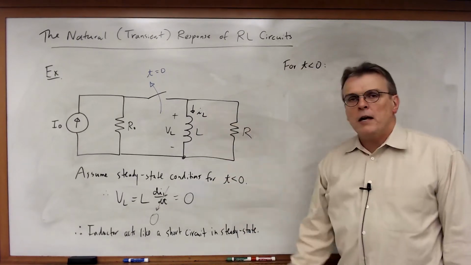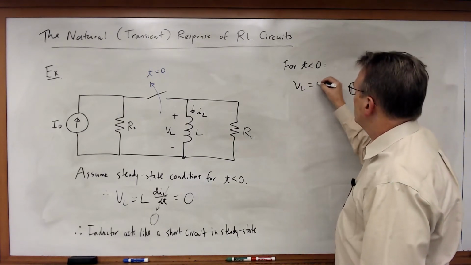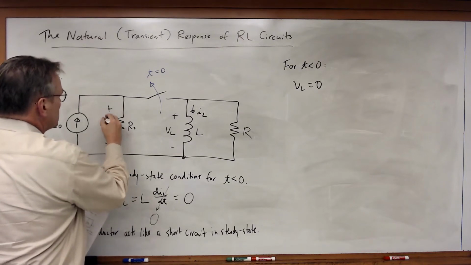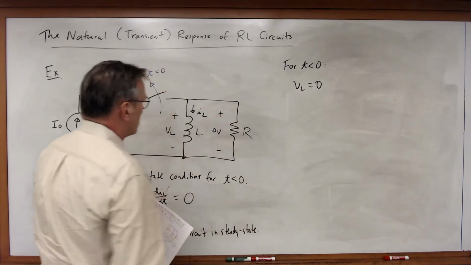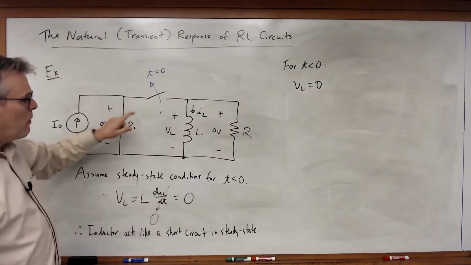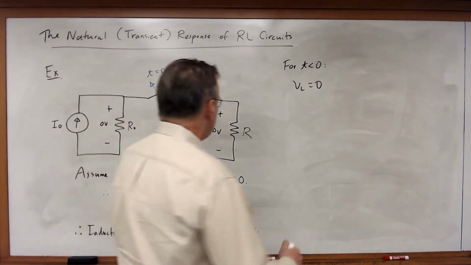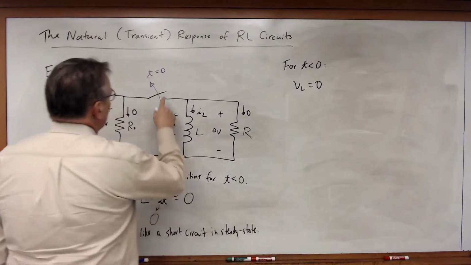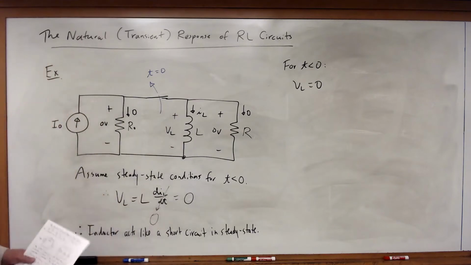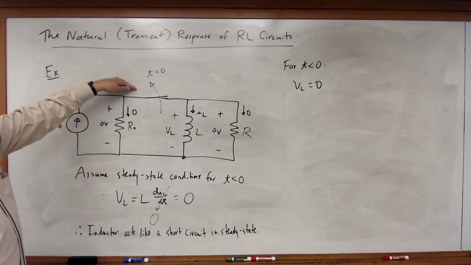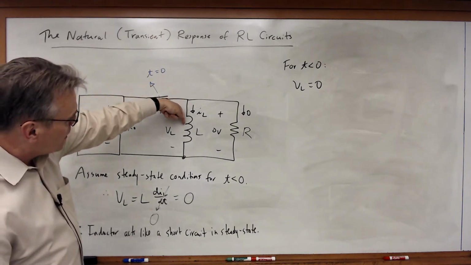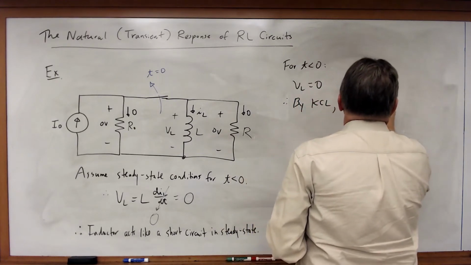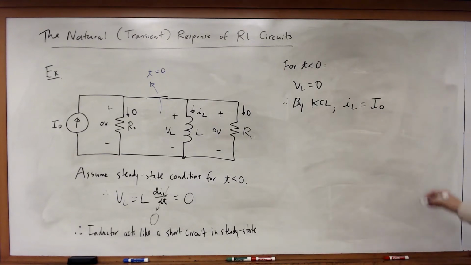For t less than 0, let's calculate IL. Well, for t less than 0, VL is equal to 0. So if the voltage across the inductor is 0, that means the voltage across this resistor is 0, and the voltage across this resistor is 0, because all the elements are connected in parallel. Well, if that's the case, I must have 0 amps flowing through that resistor, and 0 amps flowing through that resistor. So keeping in mind that this switch is closed, consider I0 is flowing into this node on the top. Where's the only place it can go? The only place it can go is through the inductor. So therefore, by KCL, IL is equal to I0 for t less than 0.